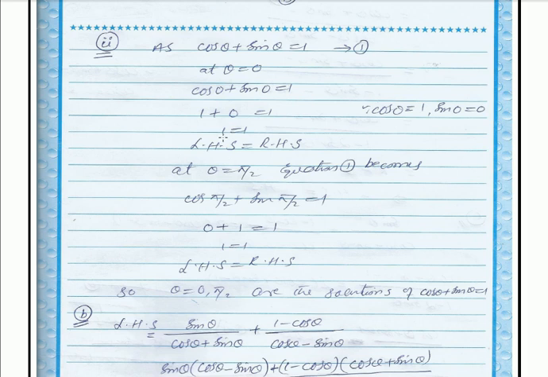So in the second part, cos theta plus sin theta equals 1 at theta equal to 0, as given in the question. When we put theta equal to 0, after simplification we get 1 equal to 1, so left hand side equals right hand side. Again at the second solution, pi by 2, the left hand side equals the right hand side. So 0 and pi by 2 are the solutions of cos theta plus sin theta equal to 1.